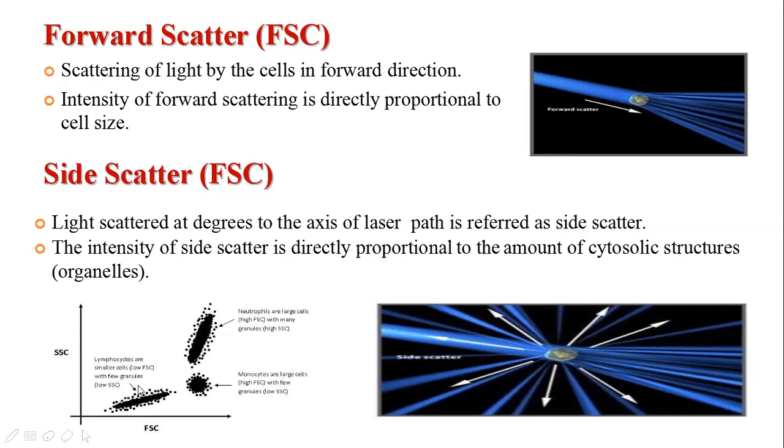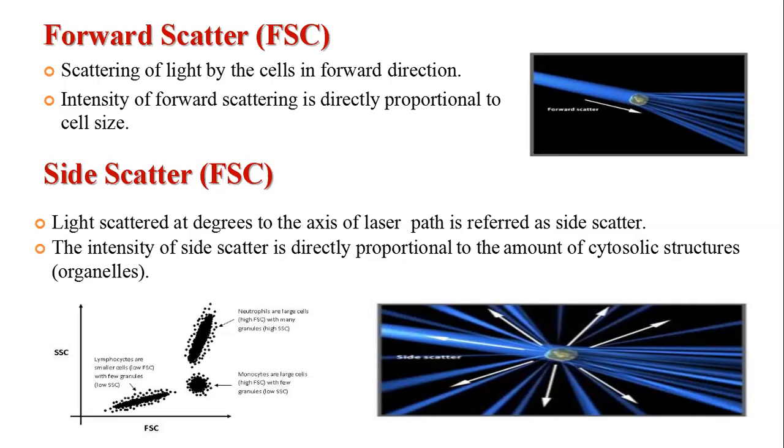Here you can see this dense population. These are the lymphocytes, which are smaller cells, so low forward scattering, with few granules present, so low side scattering. Neutrophils are large cells, so high forward scattering, as well as high side scattering. Monocytes are large cells, so high forward scattering, but very few granules are present, so very low side scattering.